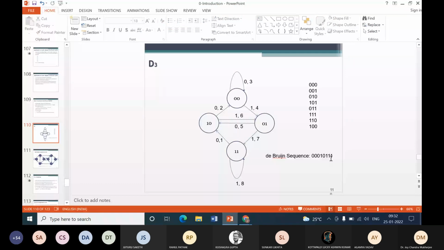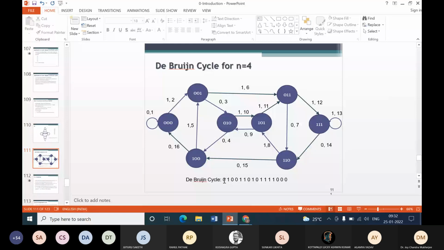Similarly, here also the de Bruijn cycle is 0 1 0 0 1 1. So first I find 0, then 1. This is the first edge, this is the second edge, then the third edge, the fourth edge, then the fifth edge, then you go by the sixth edge, seventh edge, eighth, 9th, 10th, 11th, 12th, 13, 14, 15 and 16. So you start from here, you end up here.